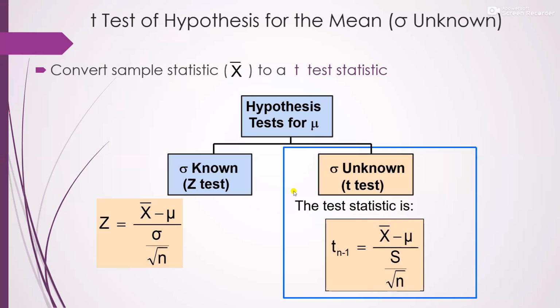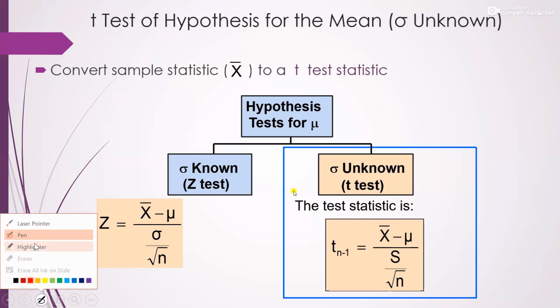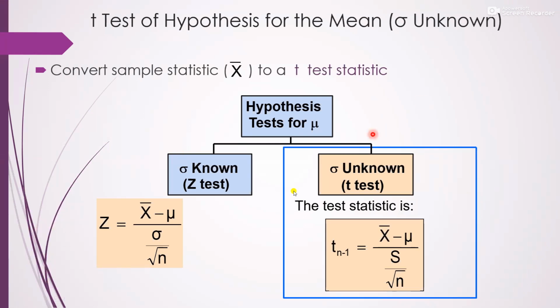Right. Now we are coming to the next section. Test statistic of hypothesis for the mean when sigma is unknown. Hypothesis test for mu. If sigma is known, then you have to use this as a test statistic. And if sigma is unknown, then this sigma should be estimated from the sample observations. So the test statistic will be a t distribution with n-1 degrees of freedom.